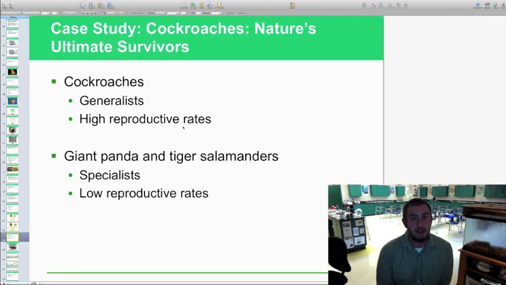They live in many different habitats, in your home, in the garage, outside, all sorts of places. And they have very high reproductive rates. Lots of babies. They don't really parent very well, but they have lots of children.